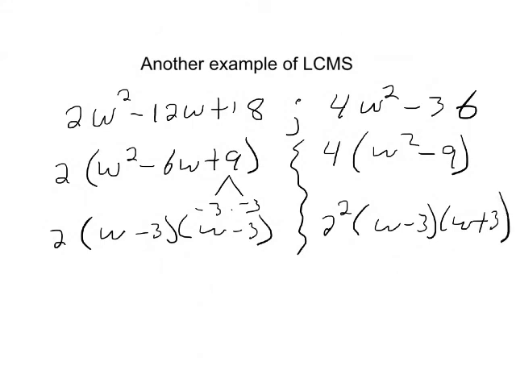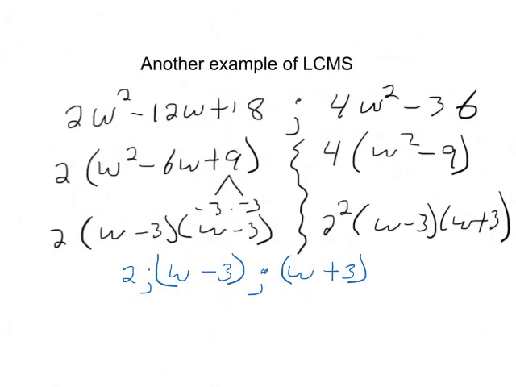Alright, now let's make a list of all the different factors that we have here. So looking here, I can see I have a 2, I can see I have a w minus 3, and I can see that I have a w plus 3. So let's write those factors down here. I'm going to put the 2, put a semicolon there to separate it. Then I have a w minus 3, and then I have a w plus 3. Okay, so those are my 3 factors.